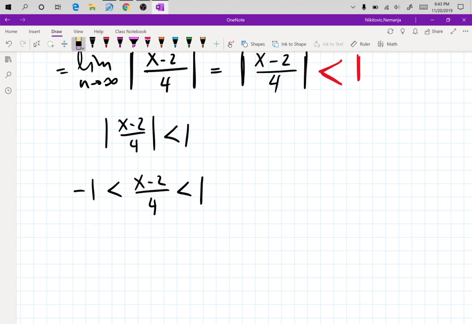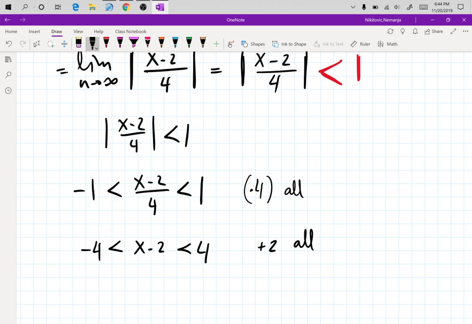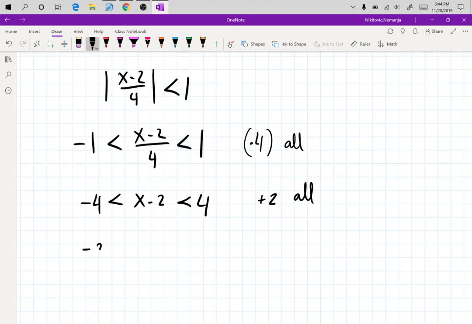So now multiply everywhere by 4. So times 4 first. You get your negative 4 less than x minus 2 less than 4. And now add 2. So multiply all, add all. And you will get your negative 2 less than x less than 6. You see, you got your interval of convergence.